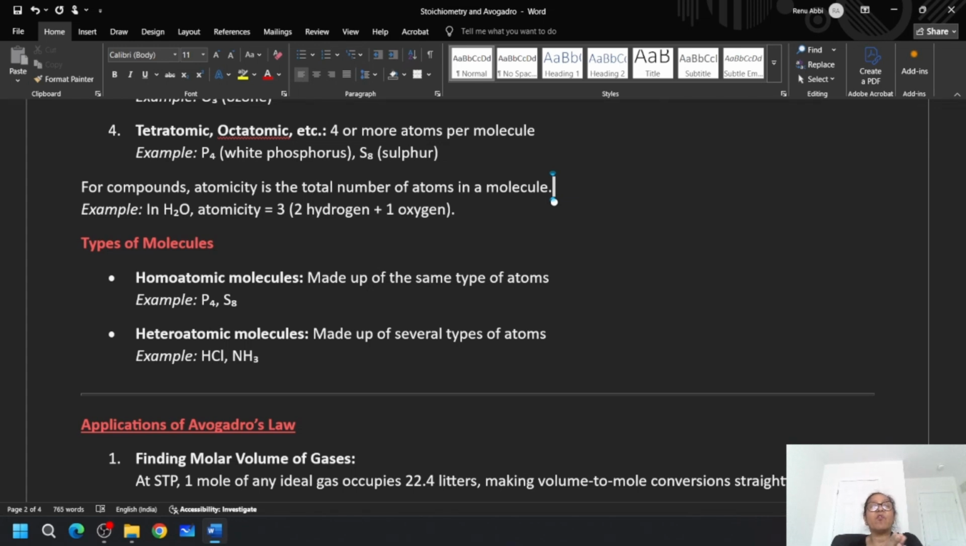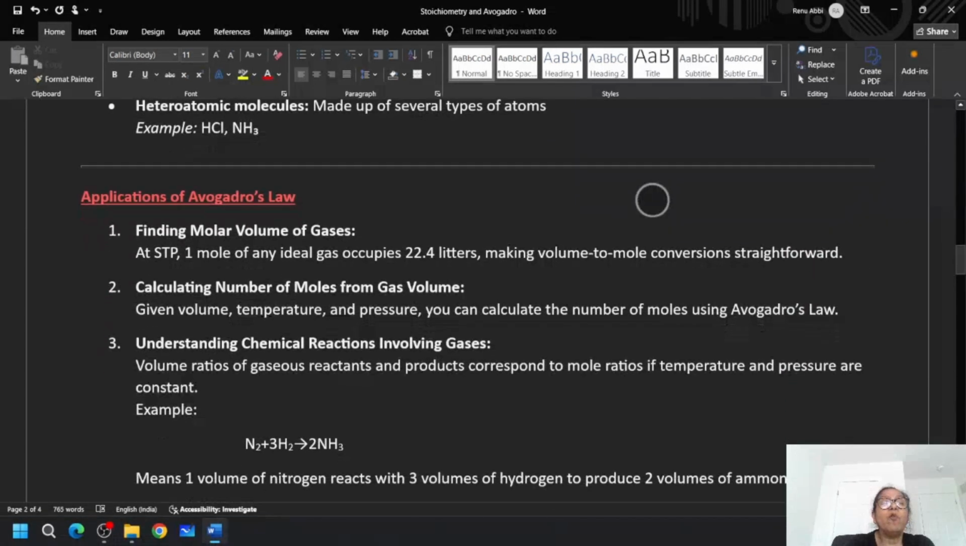Heteroatomic molecules are made up of several types of atoms. For example, I have taken the water here. Hetero means made up of several types of atoms. For example, HCl, hydrogen 1 atom, chlorine 1 atom, atomicity is 2. Ammonia, NH3, nitrogen 1 atom, hydrogen 3 atoms, so 3 plus 1, 4 atoms in ammonia. So this is all about atomicity.